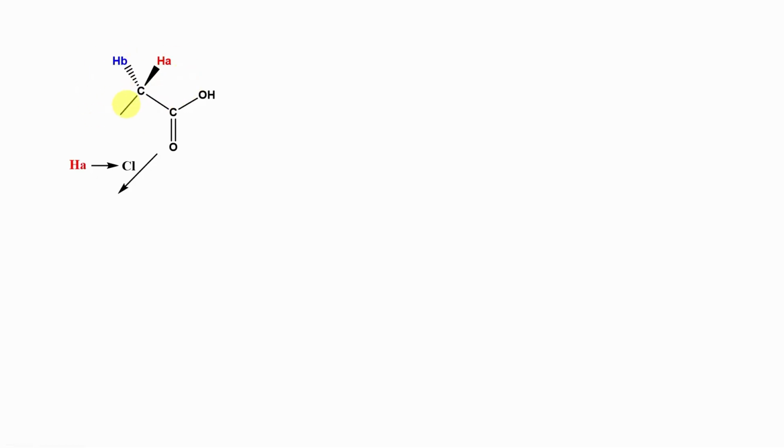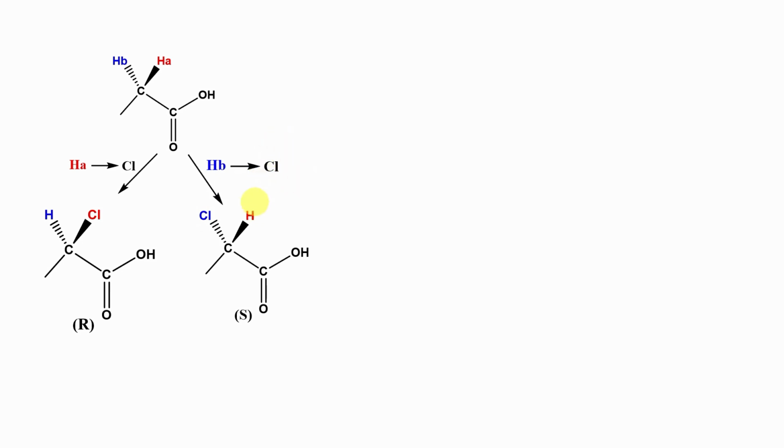Similarly, see this example. When the red hydrogen HA of this CH2 group is replaced by chlorine, we get this molecule. It is chloropropanoic acid with the configuration of this chiral carbon atom R. Similarly, if we replace HB hydrogen of the CH2 group by chlorine, we will get this chloropropanoic acid, where the chiral carbon atom has the configuration of S, and hence these two molecules are enantiomers.